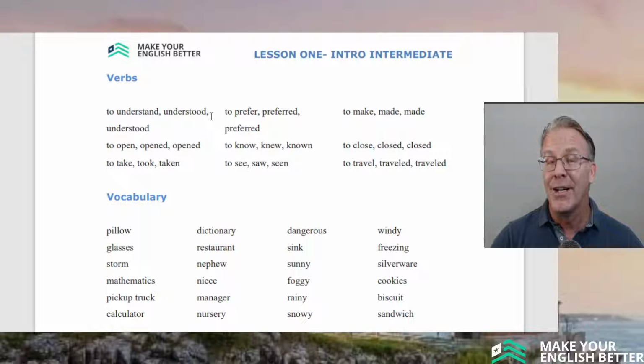To prefer. This is when you like one thing over another thing, or in place of, or instead of. So I prefer chocolate ice cream instead of vanilla ice cream, for example. So something you like more, okay?